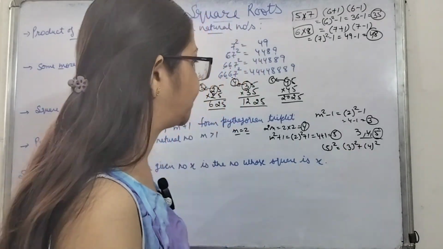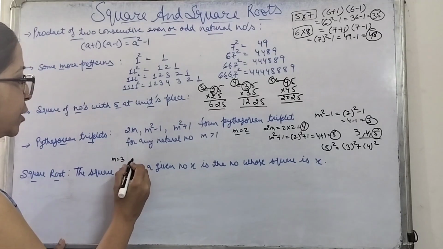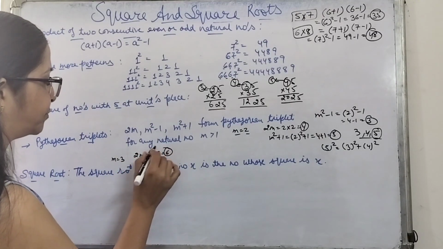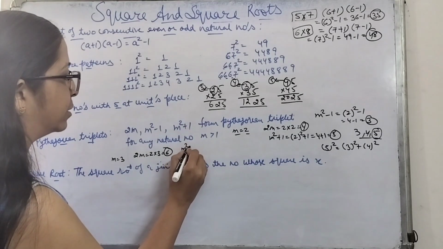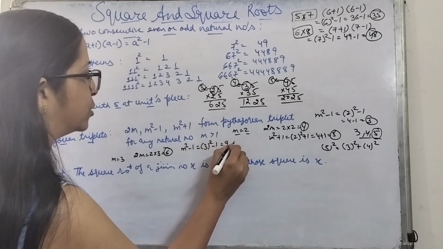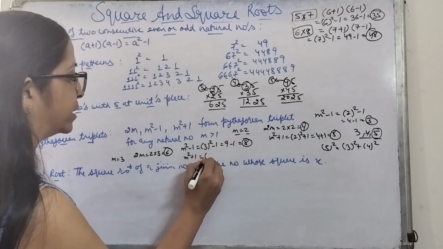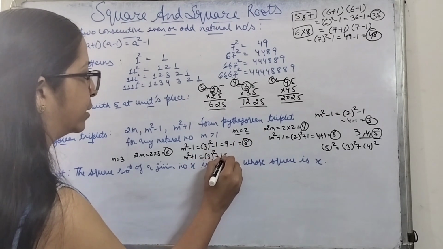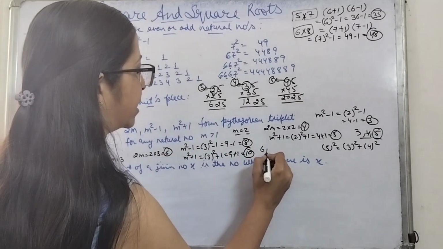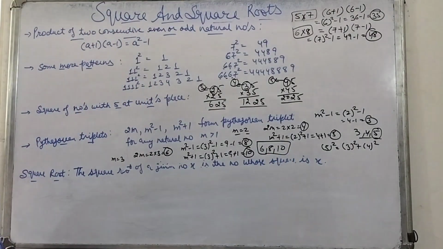This is your Pythagoras theorem, that is hypotenuse square will be square of base plus square of perpendicular. Similarly, if I take m equal to 3, so 2m will be 2 multiplied by 3, that is 6. M square minus 1 will be 3 square minus 1, that is 9 minus 1, that is 8. M square plus 1 is 3 square plus 1, 9 plus 1, that is 10. So 6, 8 and 10 will be forming the Pythagorean triplet.